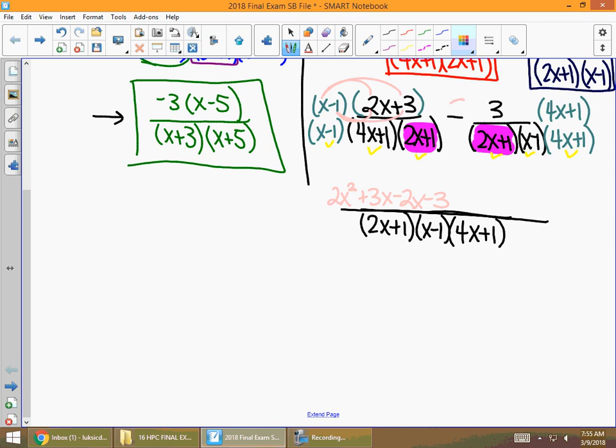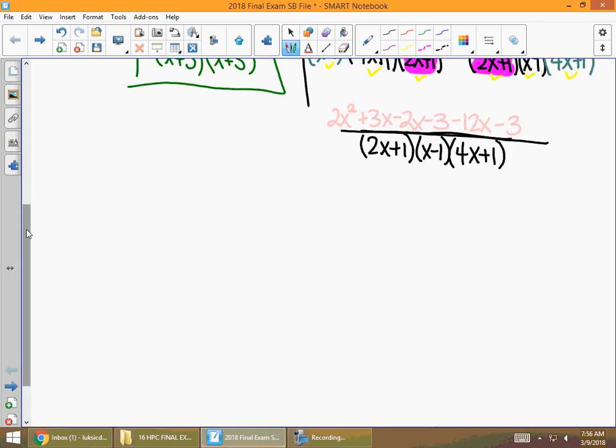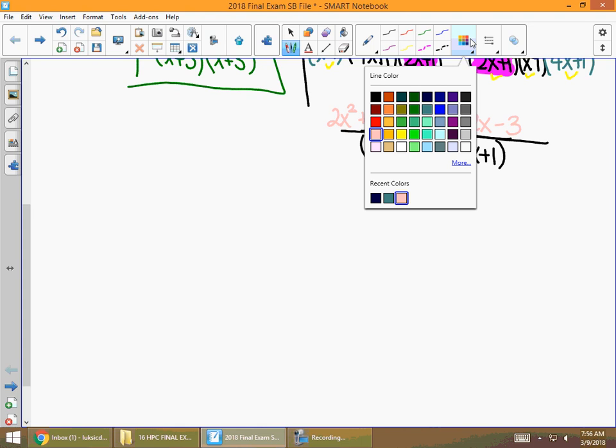Now I need to do the same thing with this negative 3. I'm not foiling here, not double distributing, just single distribute. Negative 3 times 4x is negative 12x. And negative 3 times 1 is negative 3. So you're going to want to be really careful and precise here. Again, none of the steps are difficult. Just make sure you're being careful with all of them.